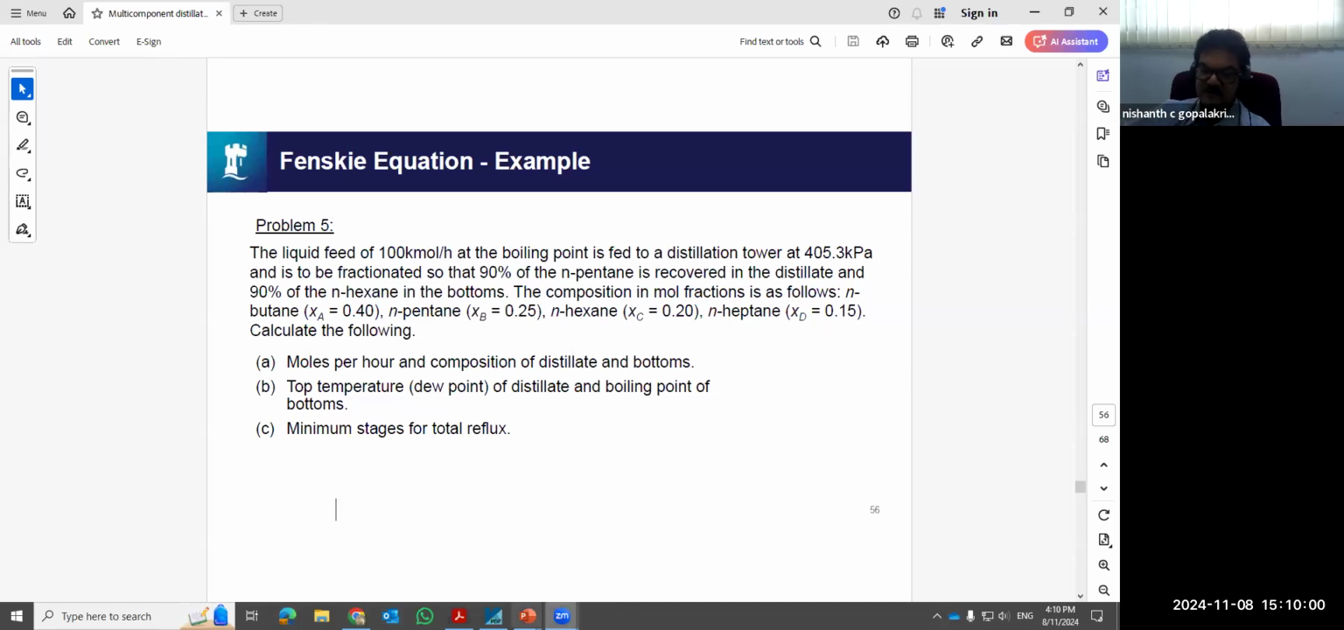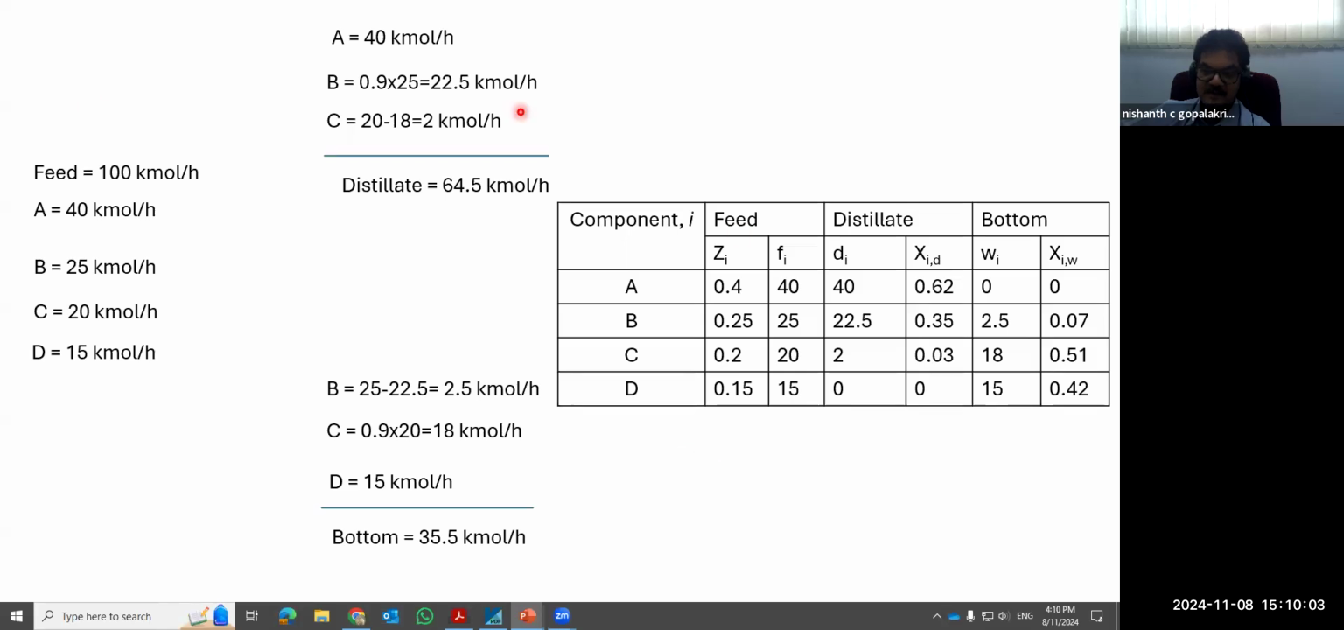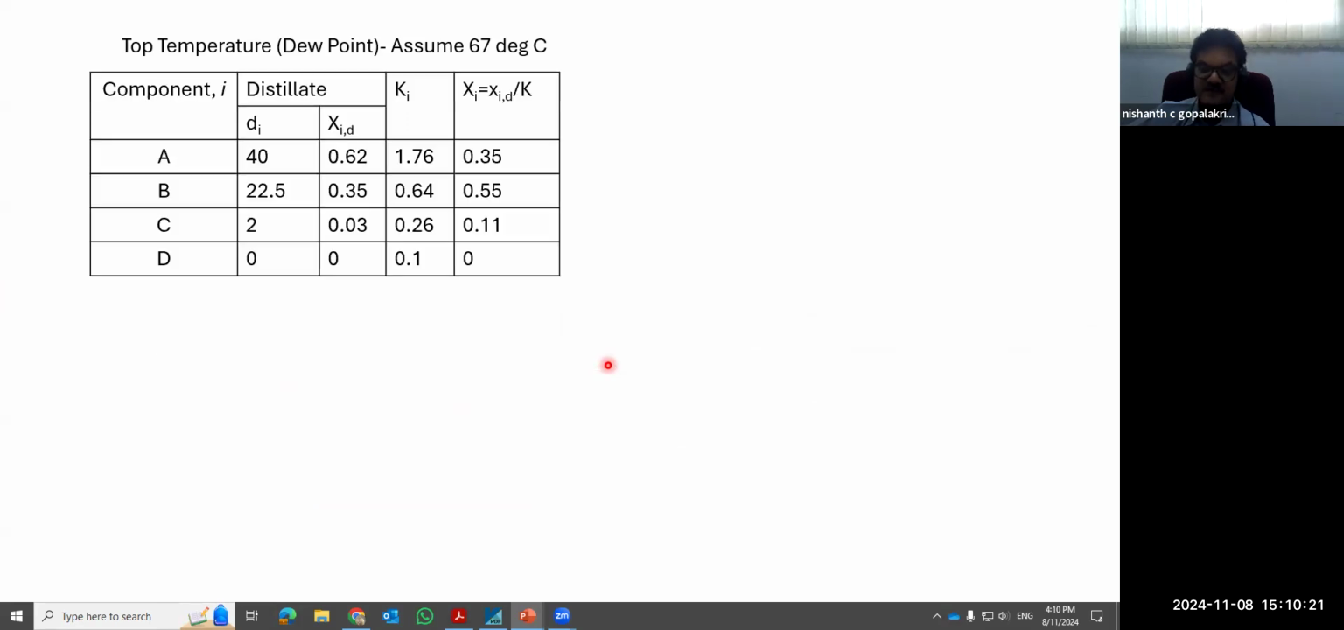Since we already did that last week, I'm not going to repeat every single step. So what we do here is find the top temperature. Remember, to do the dew point, we need to assume a temperature. So here, I just assume that the top temperature is 67 degrees Celsius. We have 4 components, and the distillate composition is what we estimated earlier. Now, to do the dew point calculation, I need to assume a temperature because the pressure is already given for this problem, right? The pressure is given as 405 kPa. So we assume the temperature to be 67, and at the assumed temperature and pressure, I get the K values of all 4 components.